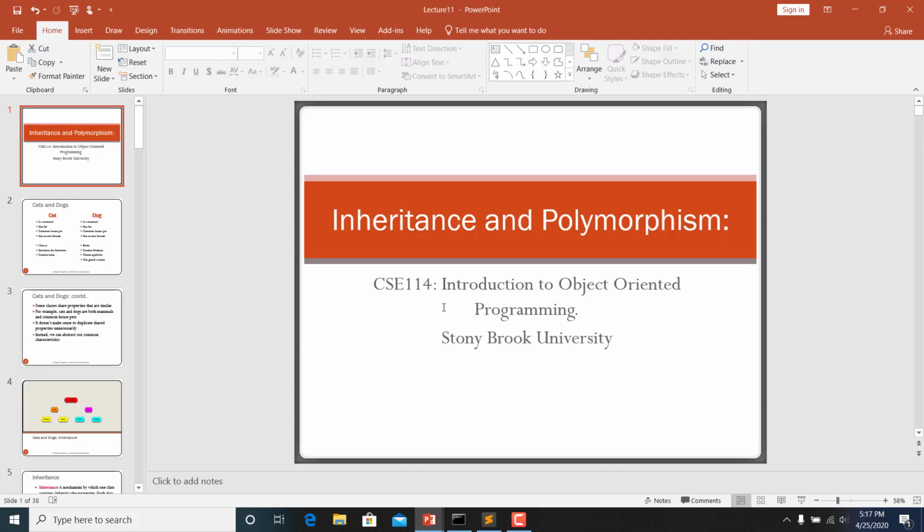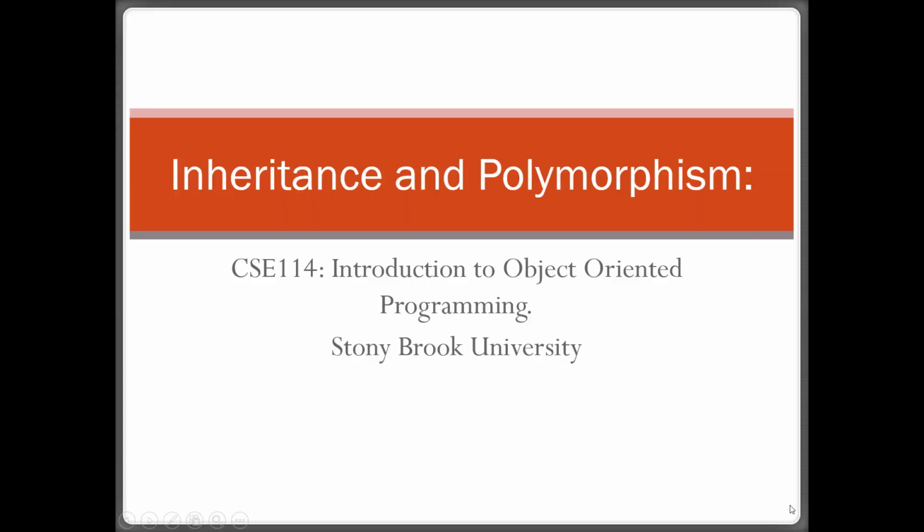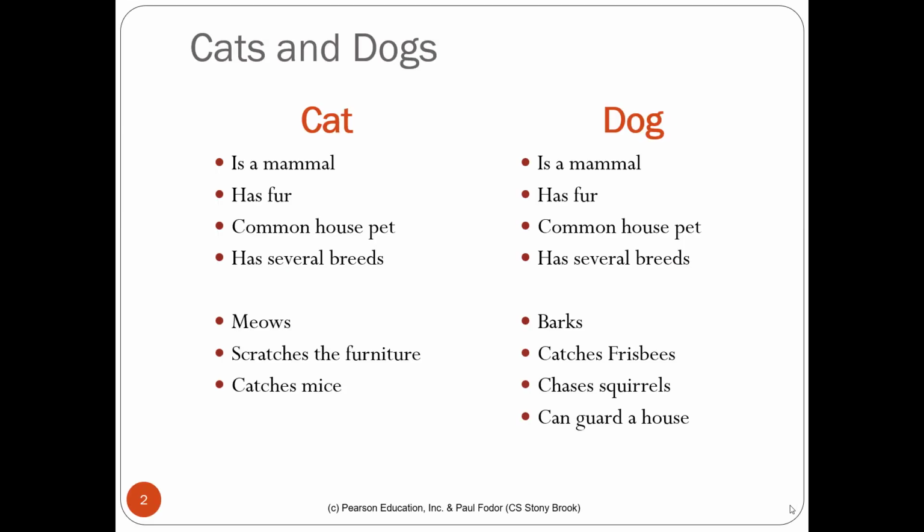Alright, so here we have inheritance and polymorphism. Polymorphism is a slightly more advanced topic which will come in the next lecture. In this lecture, we will be confining ourselves to inheritance only. So the same example, cat and dog, but more systematic here.